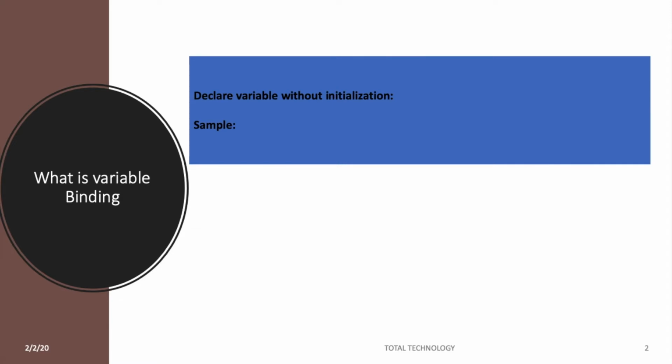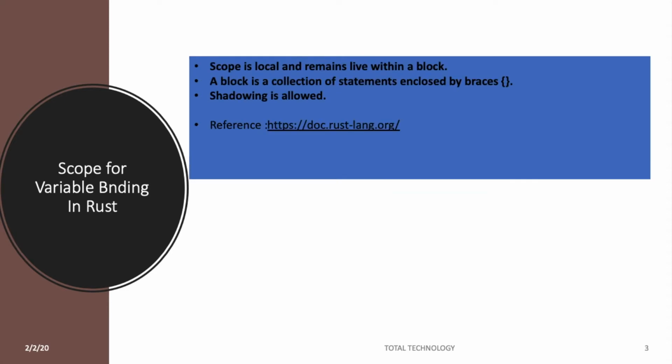If you go through the theoretical definition, variable binding means declaring a variable without initialization. You just give a name to a variable and you haven't assigned anything with respect to value. Like if your variable is an integer, you haven't assigned any integer value. If your variable is a character or string, you haven't assigned anything to that variable. You just create the variable with some specific name. That is known as variable binding in Rust.